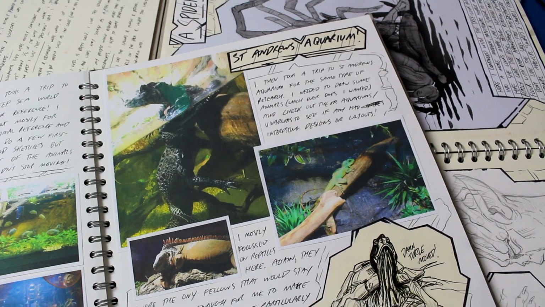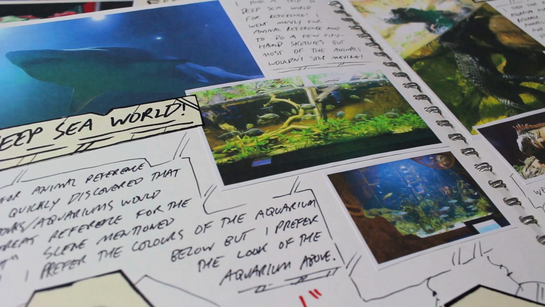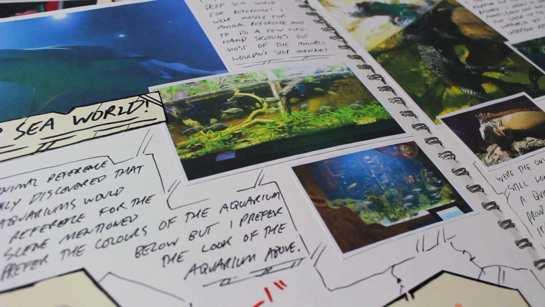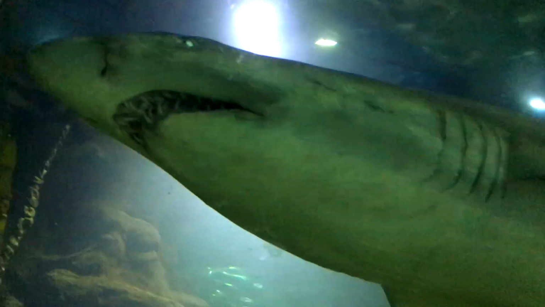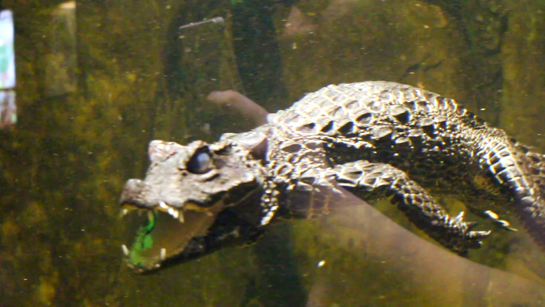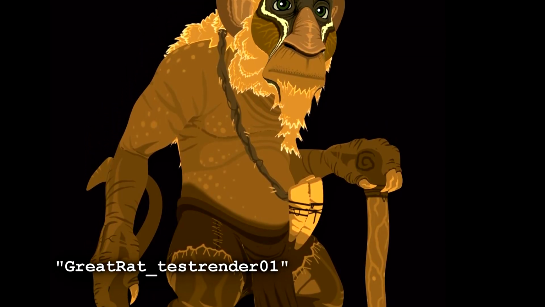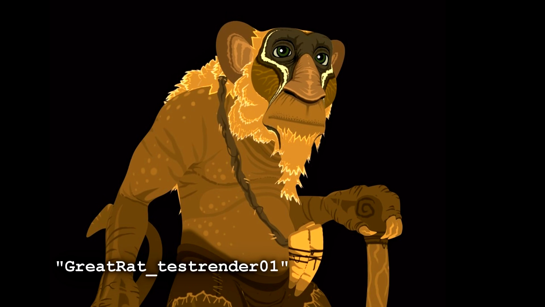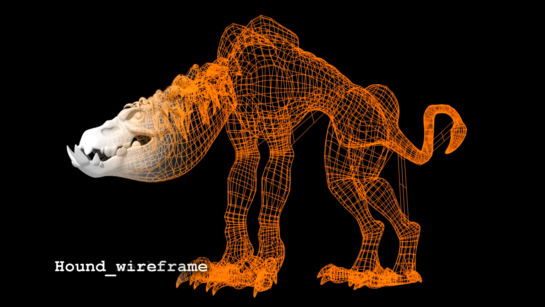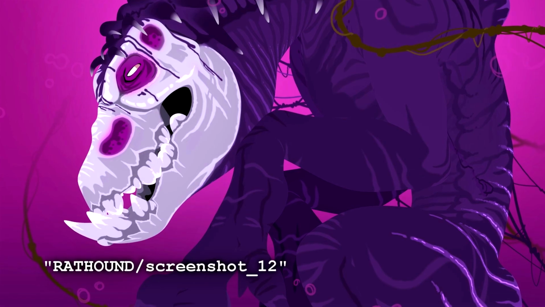For further reference, I went to St Andrews Aquarium and Deep Sea World. These places don't have a whole lot of mammals, mostly reptiles and fish, but I wanted my hound to be not strictly mammalian. I had decided that creating an unnatural amalgamation of different species would perhaps add contrast to the rat. The rat looks strictly mammalian. He's like a monkey, ape-like creature that could have had parents and evolved to look like that. The hound, in comparison, looks like a one-off mutated unnatural abomination.